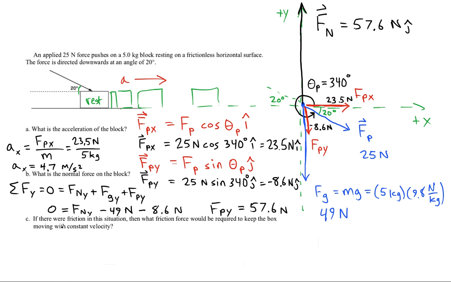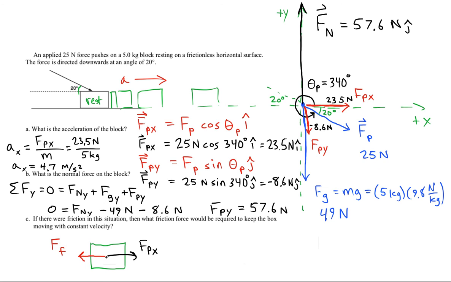Question C says, if there were friction in this situation, then what friction force would be required to keep the box moving with constant velocity? Okay. We know that there's an unbalanced force, Fpx, that makes the box want to accelerate forward. In order to stop Fpx, we need an equal and opposite force opposing it. And that would be a force of friction.